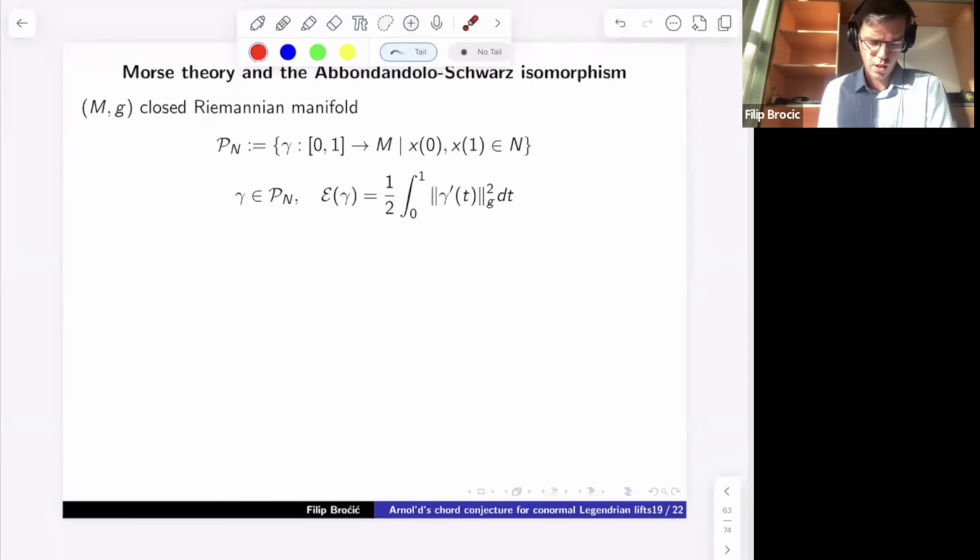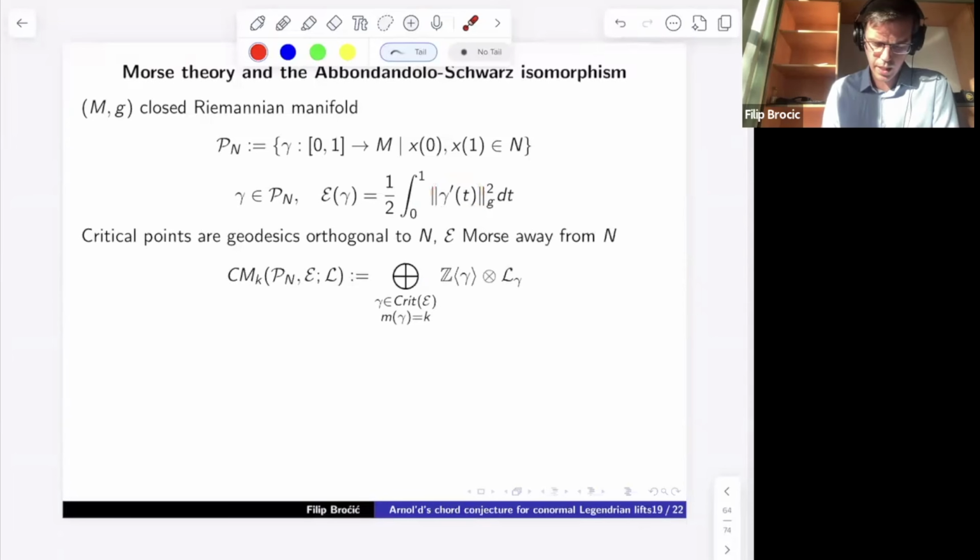And for each path, for now, let's consider C-infinity paths, or we can go to some Sobolev space. So we take the energy of the path to be 1/2 of the integral of the norm squared of the derivative of the parametrization. And then critical points of the energy functional are actually geodesics that are orthogonal to N.